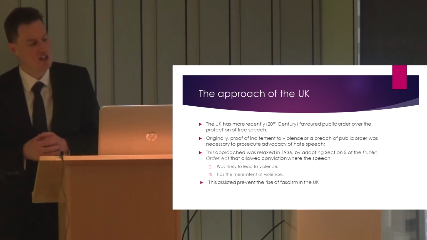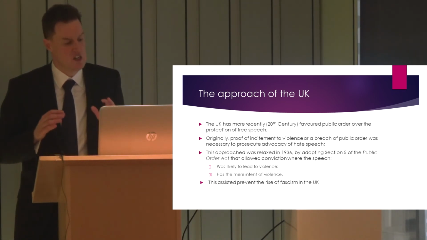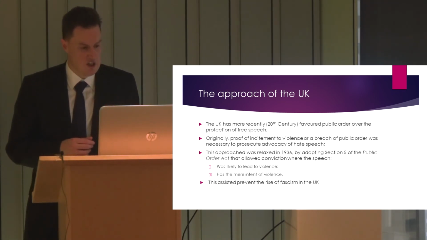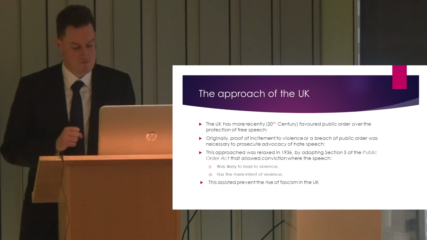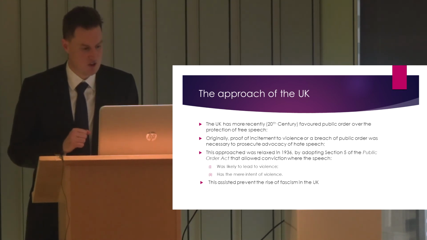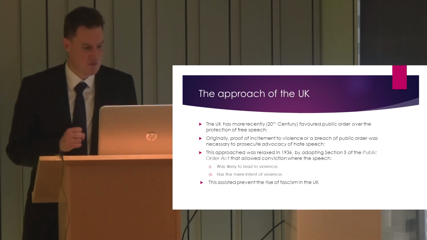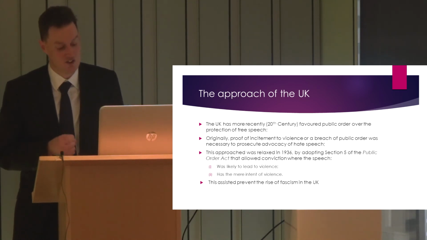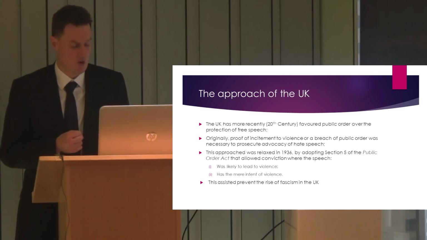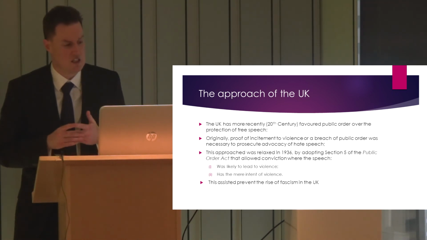The approach in the UK has been to use public order acts to challenge hate speech, and something less than violence is generally actionable under the public order acts. In 1936, the UK modified their statutes so that speech that was likely to lead to violence or had the mere intent of violence was unlawful under the Public Order Act, and supposedly this assisted in preventing the rise of fascism in the UK. That was around the time of the rise of the Nazis in Germany.